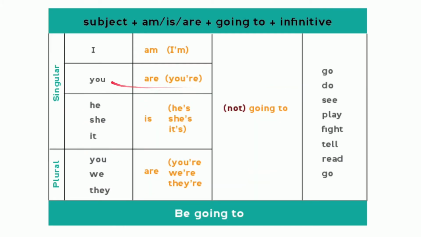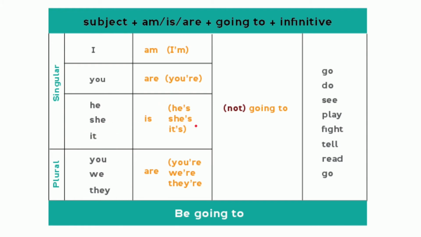Okay, the example. Singular. I with am. I am not going to go. All the verbs here are the infinitive, the base word, the original root form of the word after going to. You're not going to. These are the short forms. Make sure you look at it correctly.